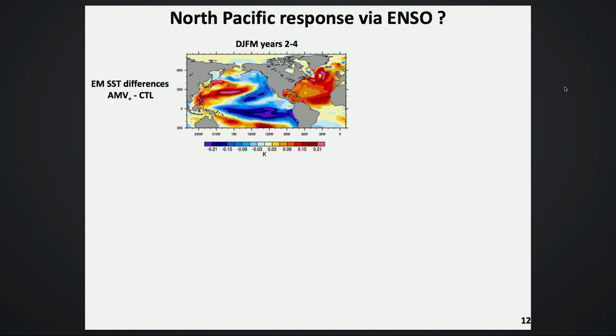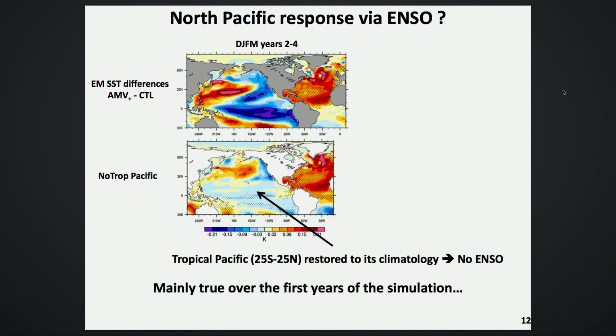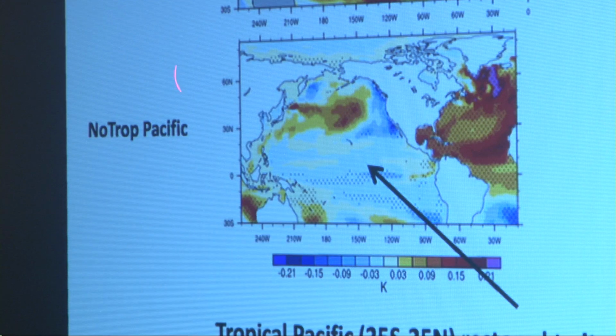So now I want to ask, is the North Pacific response effectively due to the ENSO response? To do so, I did an additional experiment where I restore the North Tropical Pacific to its climatology. So I just cancel ENSO here. And what you can see is that the North Pacific response is mainly due to the ENSO anomaly that occurs in the tropical part here. So this is true for years 2 to 4.